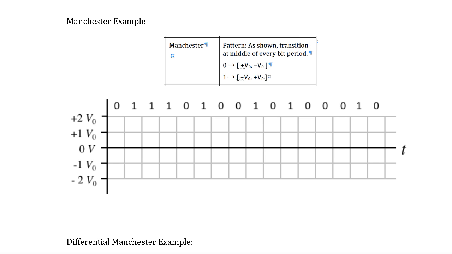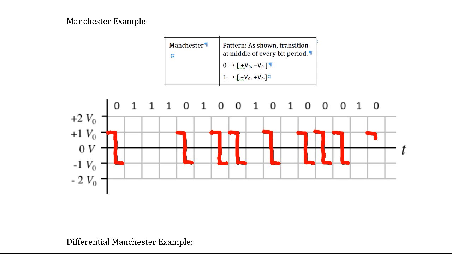And a 0 goes from positive voltage down to negative, and a 1 goes from negative to positive. And this is another one where I'm going to do all the zeros first, positive down to negative, like this. 0 is plus V0 to minus V0, right. Plus to minus, plus to minus. And you see I have to connect these guys up after I'm done creating the pattern for each bit.